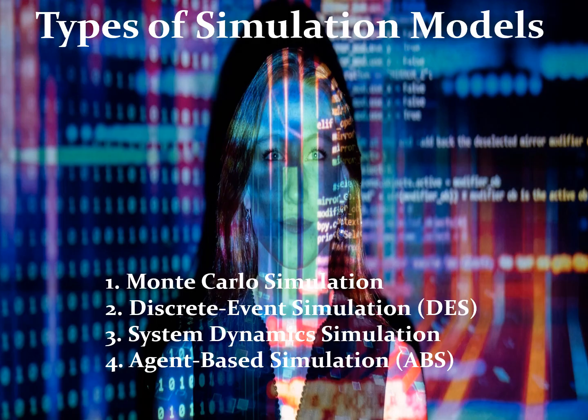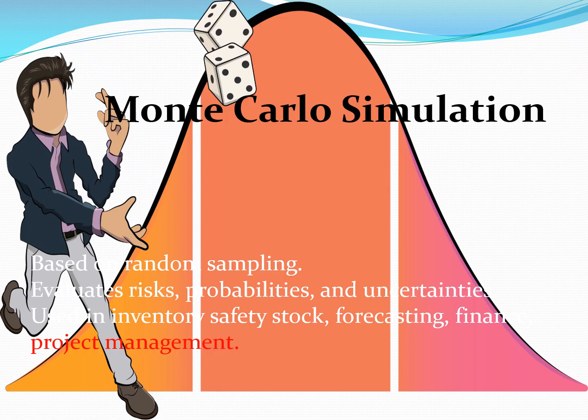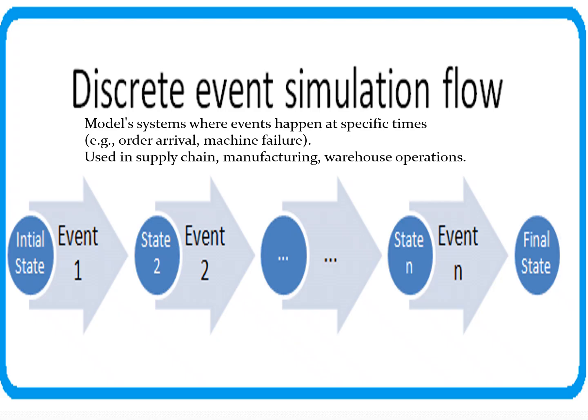There are many types of simulation models. Here we will talk about 4 types. Monte Carlo simulation, discrete event simulation, DES, system dynamic simulation, and agent-based simulation, ABS. Let's now discuss one by one. The first one is Monte Carlo simulation model. It is based on random sampling to evaluate risks, probabilities, and uncertainties, and commonly used in inventory safety stock, forecasting, finance and project management.